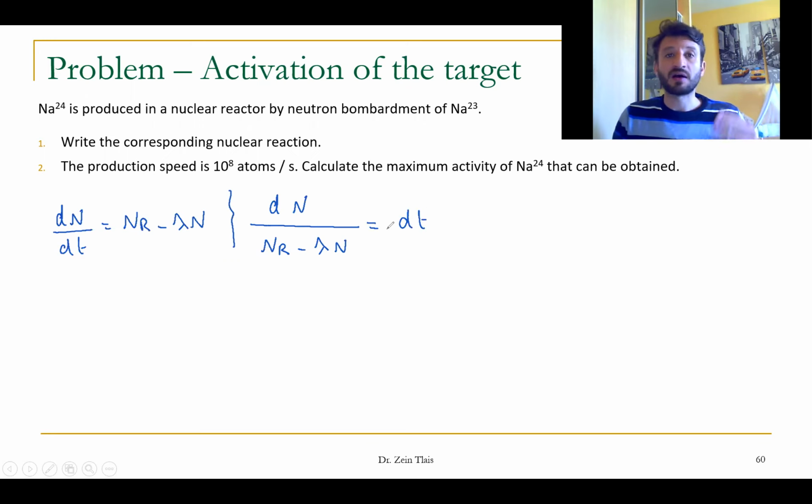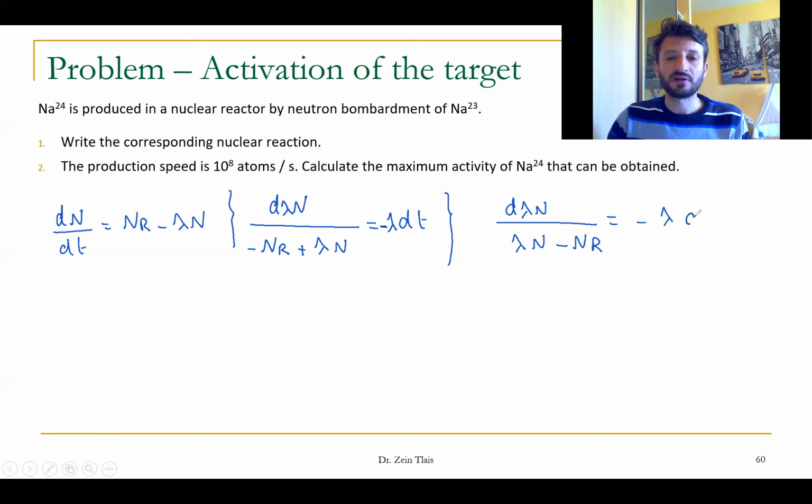Here we can multiply by lambda both sides, and also we can put minus here and minus here, and we change this term. We get minus nr plus lambda n. I just multiply by minus each side. So we can get delta lambda n divided by lambda n minus nr equals minus lambda delta t.